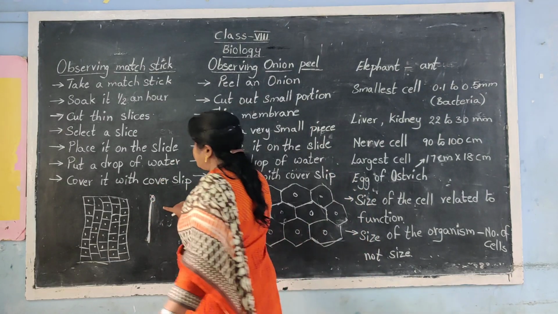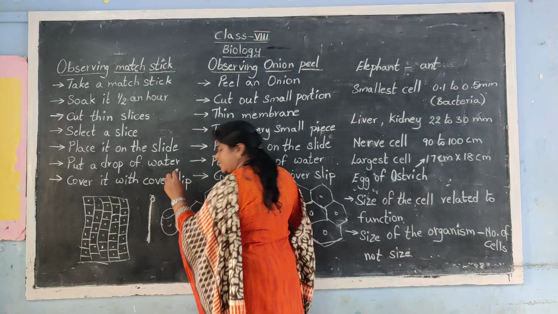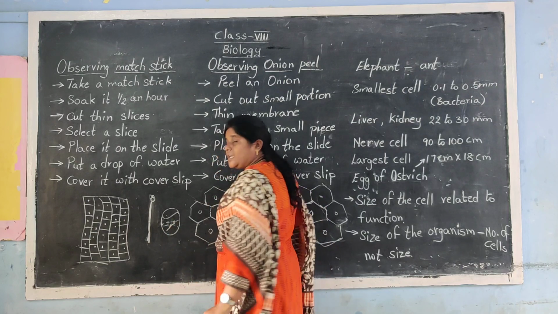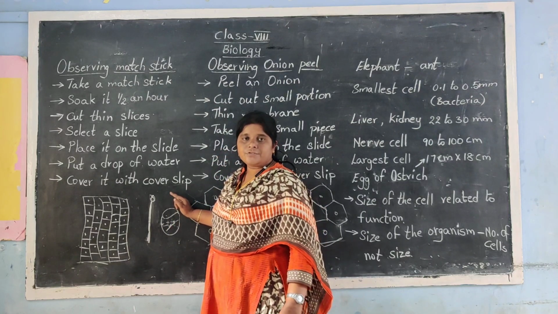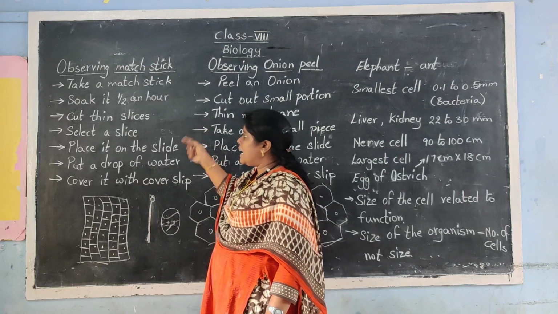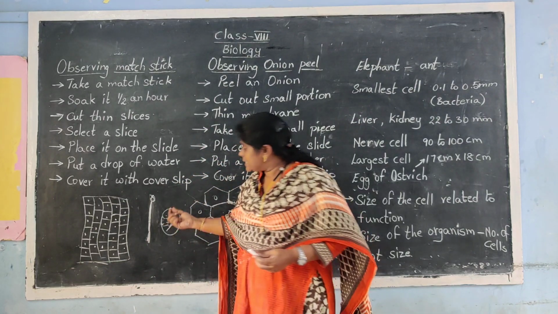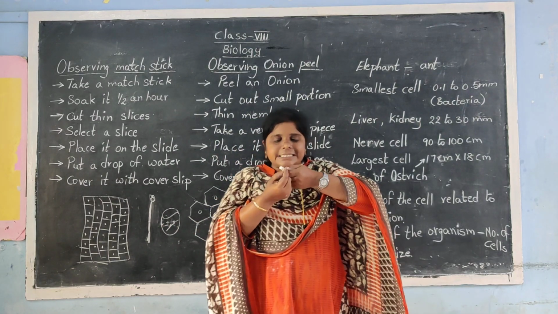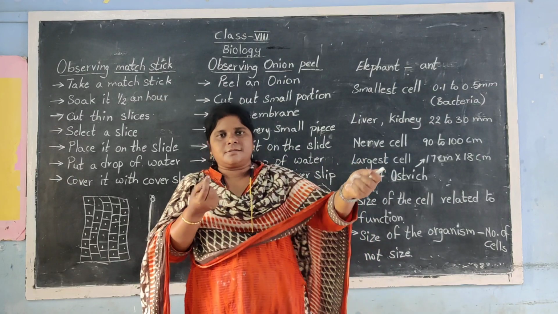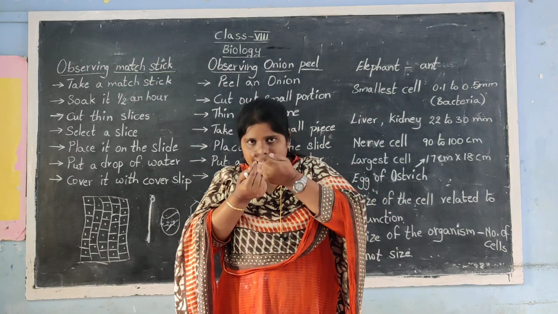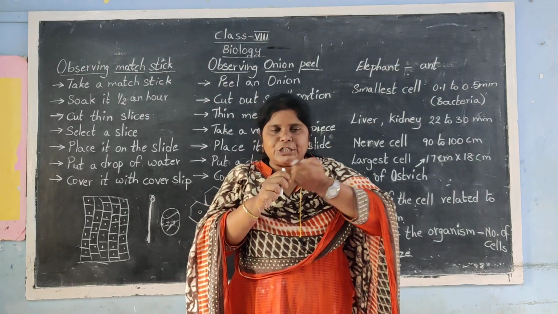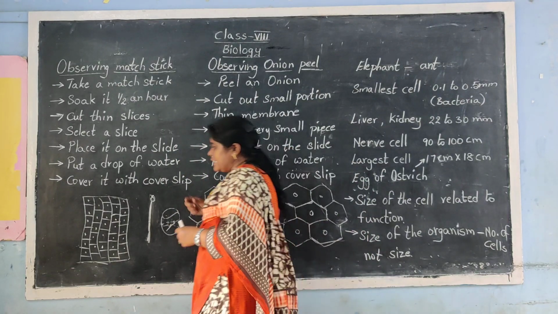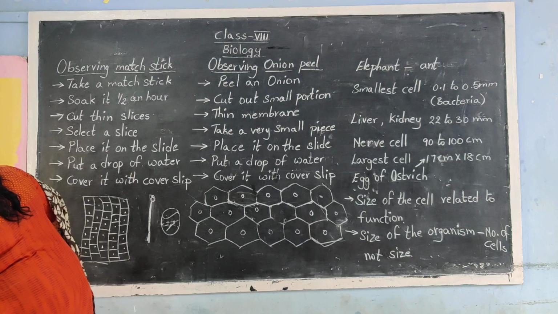Now, take a matchstick. You take a bowl of water. In that water, you just keep this matchstick for about half an hour. Now, after half an hour, take out that matchstick and cut it into thin slices. A sharp blade will be present in the laboratory. You take it and cut it into a very thin slice. Now, after cutting it into a thin slice, take a very thin slice.